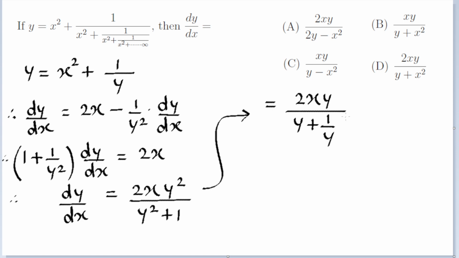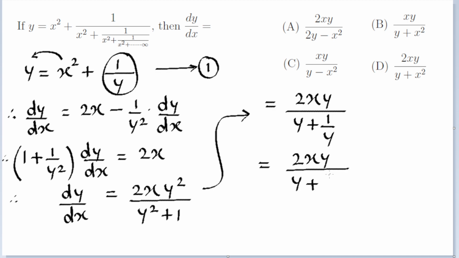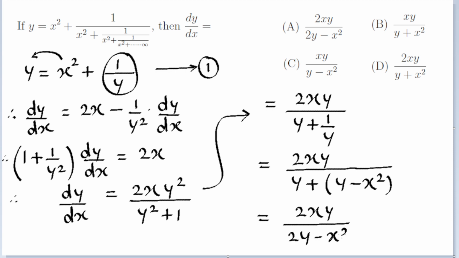Let us think. From the original equation, observe that we can replace 1 upon y with y minus x square, isn't it? So that is what we are going to replace in the expression that we got. So hence we get 2xy upon y plus 1 upon y, which can be written as y minus x square. And now we see that we get the expression 2xy divided by 2y minus x square, and this is clearly option A, right? That matches with the expression that we got. So therefore that is the answer to this question.